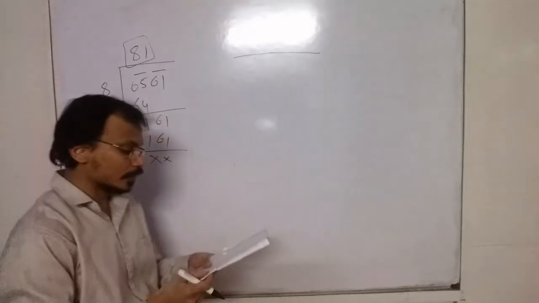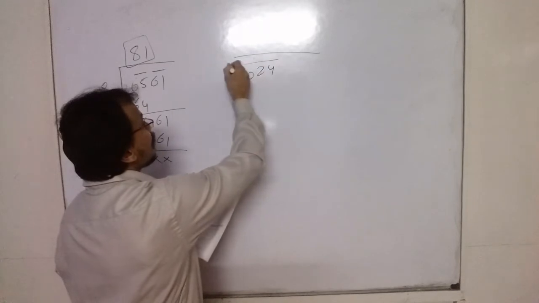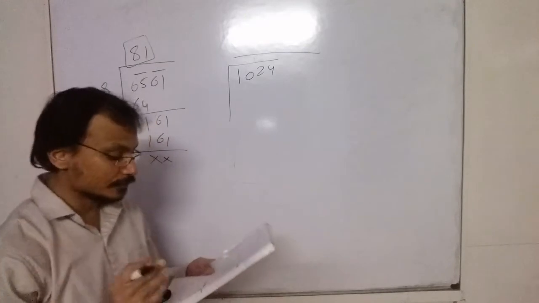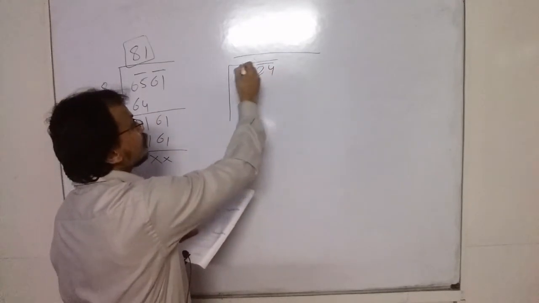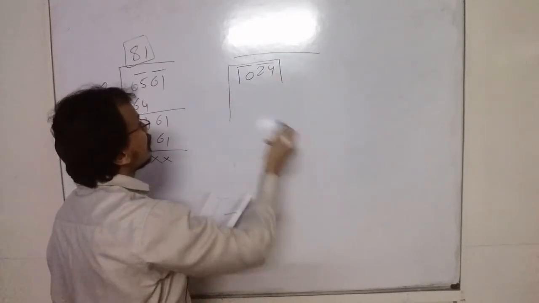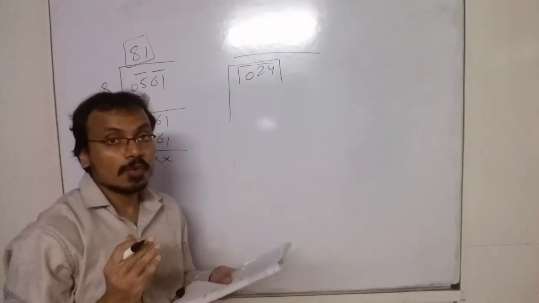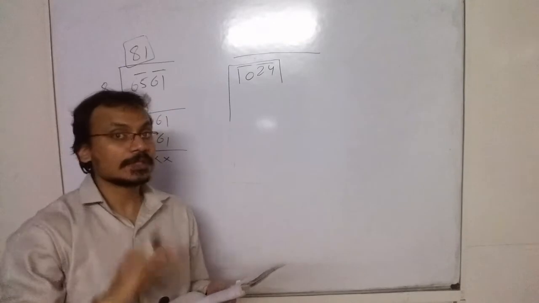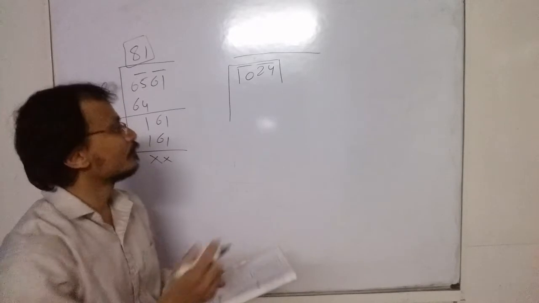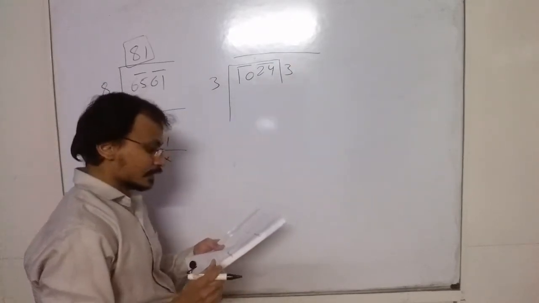Now I am going to take up one more number. This is also a perfect square, 1024, and again I am supposed to find out the square root by the way of the division method. So just make the pairs of two numbers. The first number is 10. So which number multiplied by itself will give me a number less than 10 or equal to 10? Obviously it is 3.